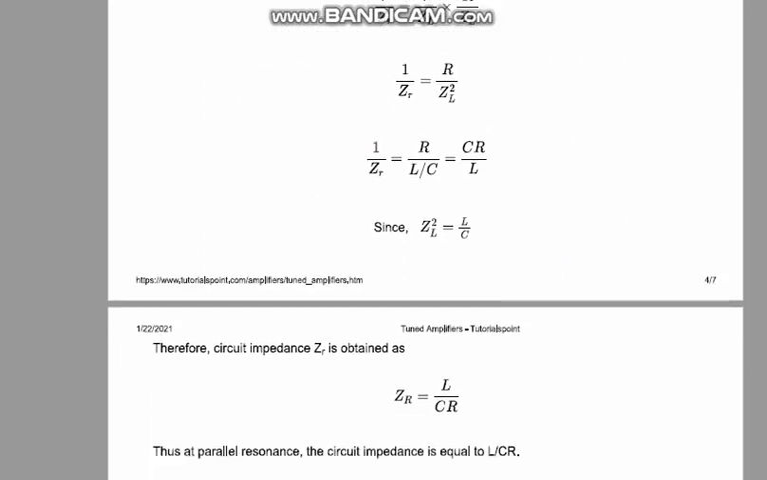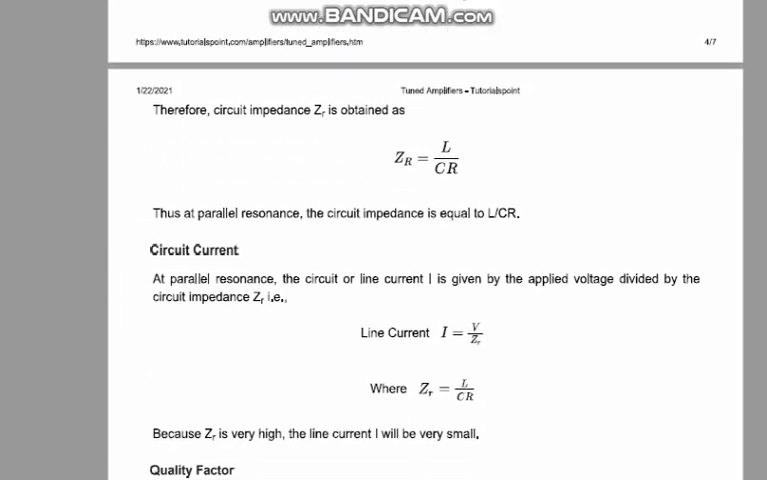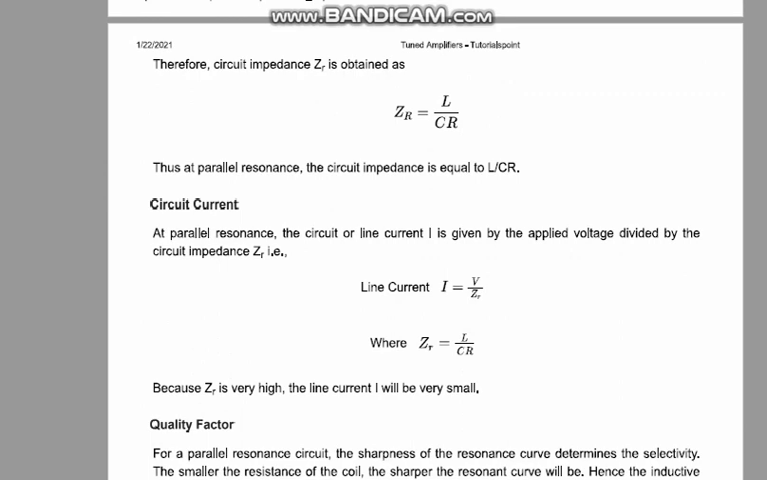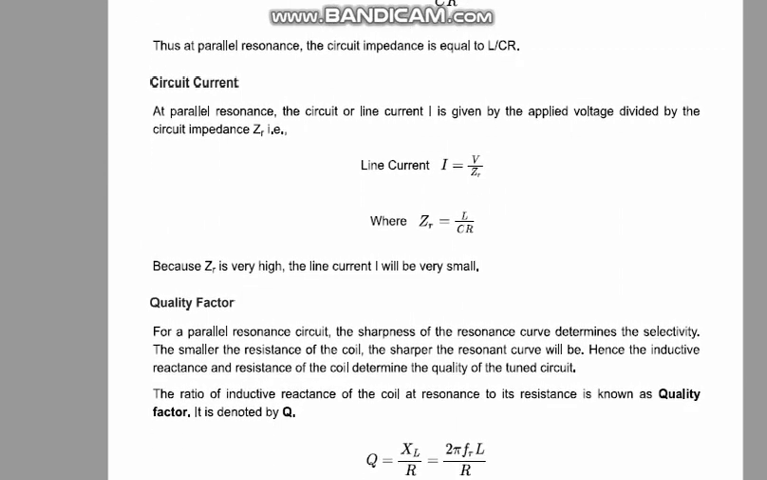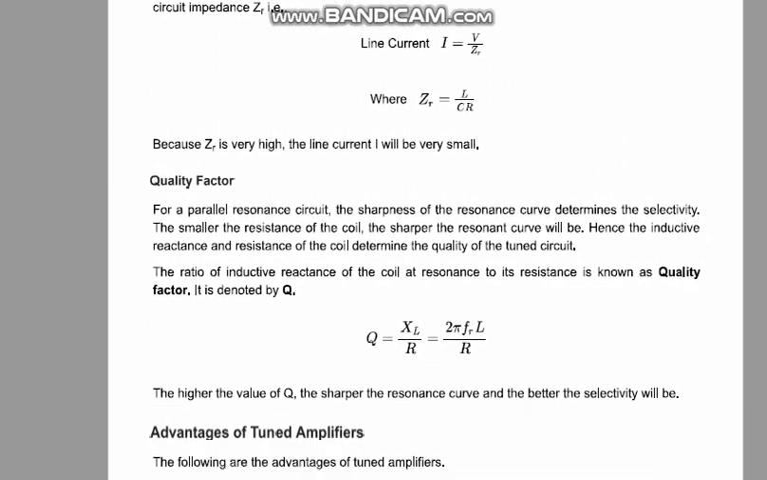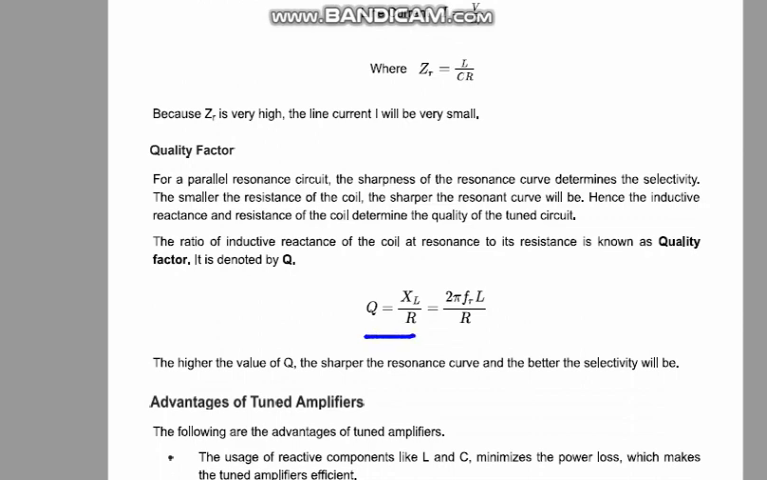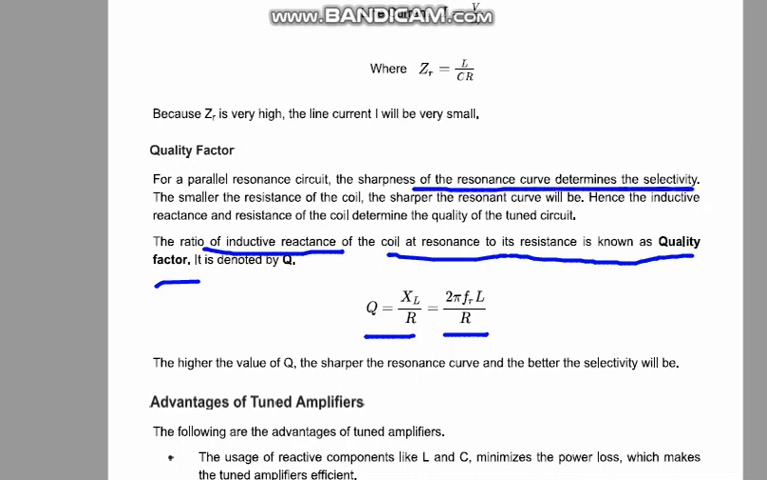And after that the circuit goes on. And if you know the quality factor, it means XL divided by R. The ratio of the inductive reactance of the coil at resonance to its resistance is known as the quality factor. That means the sharpness of the resonance curve determines the selectivity. So the higher the quality factor, the sharper the curve will be.